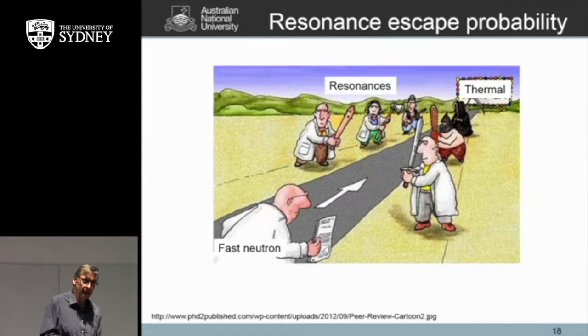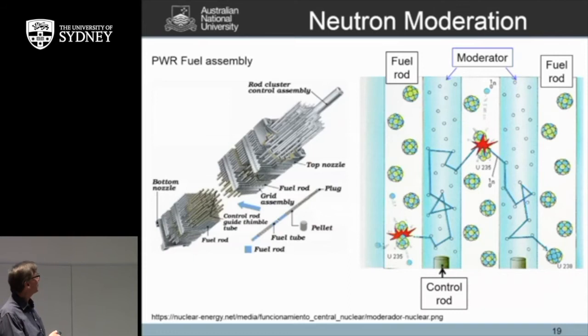Now, you look at this cartoon and you say, well, why does he bother to go through there? Why doesn't he run around the outside? And that's exactly the way thermal reactors are designed. So remember we looked at this picture of a fuel assembly for a pressurized water reactor. We saw that the pellets are about the size of the tip of your finger, and they're in fuel rods that are about 1 centimetre diameter.